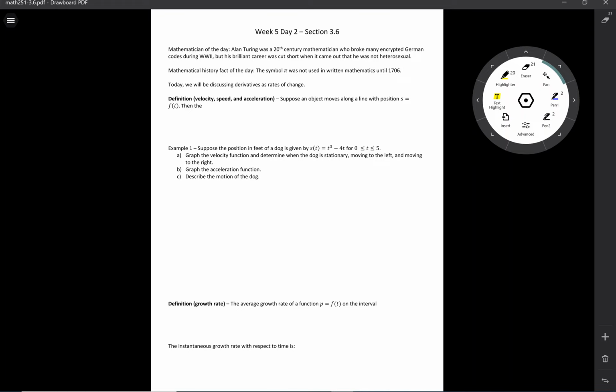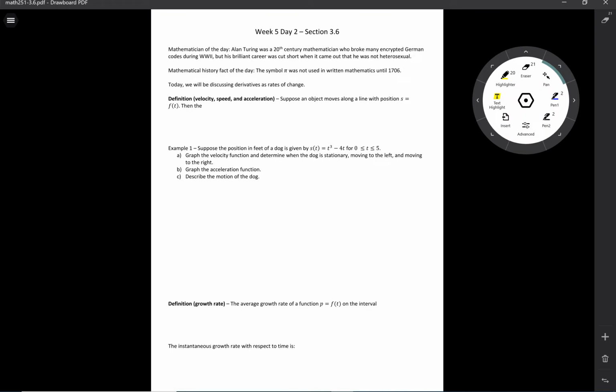Our mathematician of the day today is Alan Turing, who was a 20th century mathematician who broke many encrypted German codes during World War II. But his brilliant career was cut short when it came out that he was not heterosexual. If you've ever seen the movie The Imitation Game, it is all about Alan Turing and what he did during World War II. It's a fantastic movie that I highly recommend. And did you know that the symbol pi was not used in written mathematics until 1706? Until then, they just wrote out like 3.14159. So pi is a lot easier to write out. So I'm glad that they adopted that in 1706.